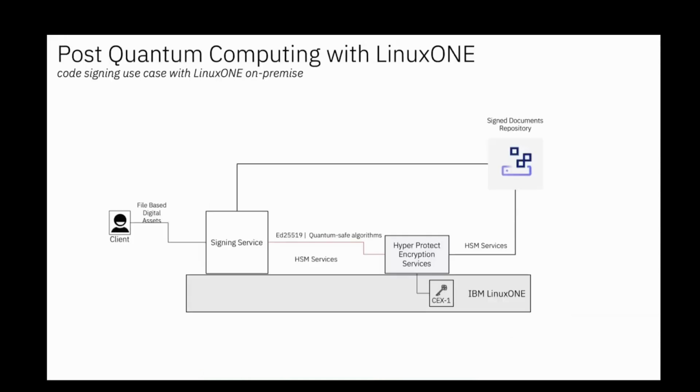For example, signing service on the Linux one. If you are a developer in IBM, you probably sign your code before it publishes, and IBM's own CIO code signing service is built on the LinuxONE HyperProtect crypto services. So they were using a different HSM and different services before December of 2022, and we were able to transition them over to HyperProtect crypto services, and similar things can be done on IBM LinuxONE on-premise as well.